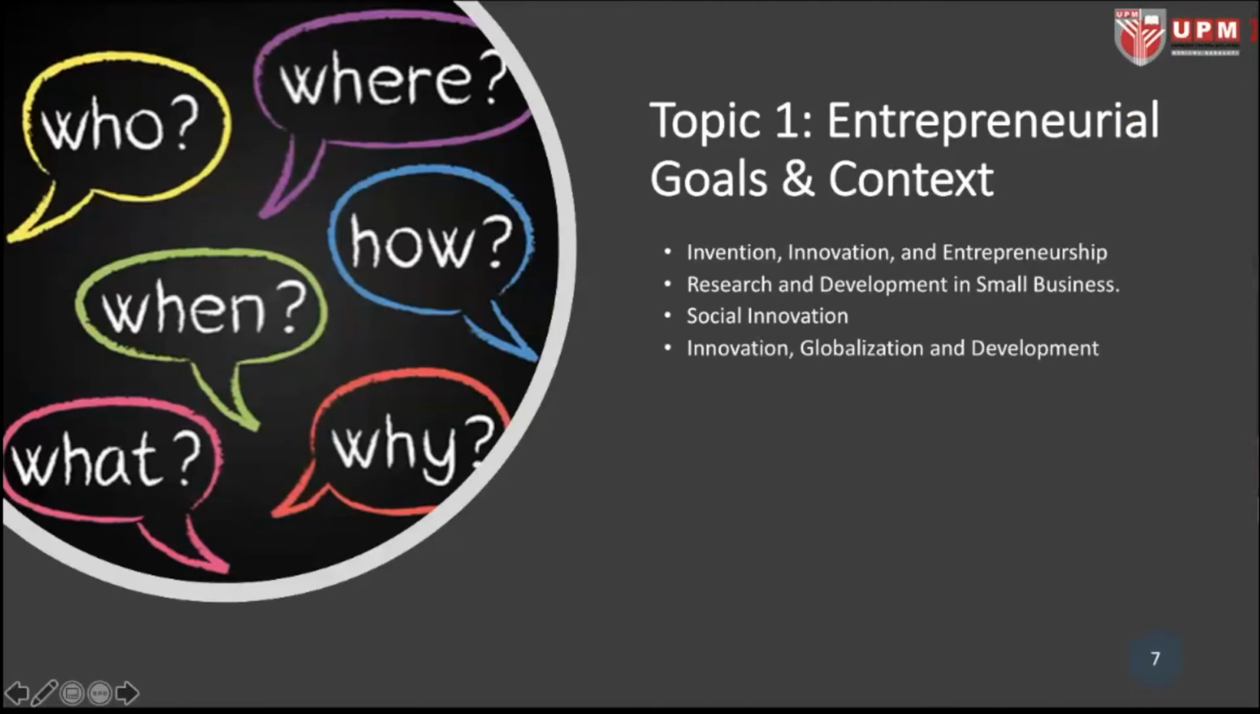Right, for topic number 1, entrepreneurial goals and context. Okay, it is about invention, innovation, and entrepreneurship. So of course, if you are already taking the innovation studies subject, you are already familiar with the term inventor, who is the inventor, and then the invention itself, the product itself, and then how can we move the idea into innovation.